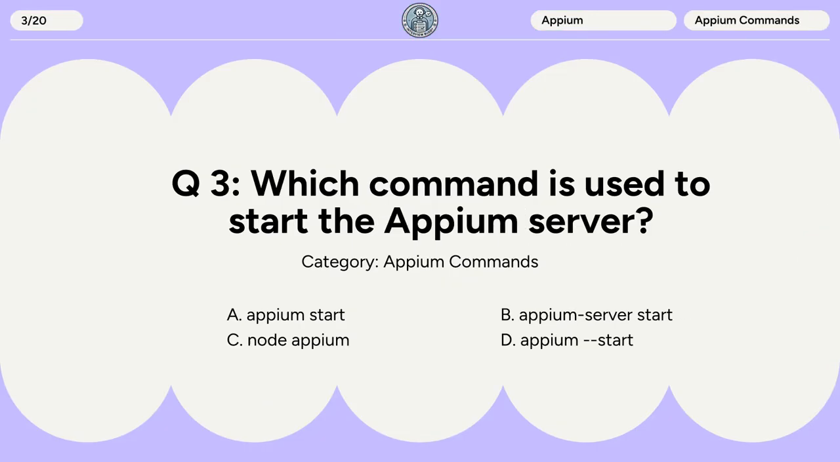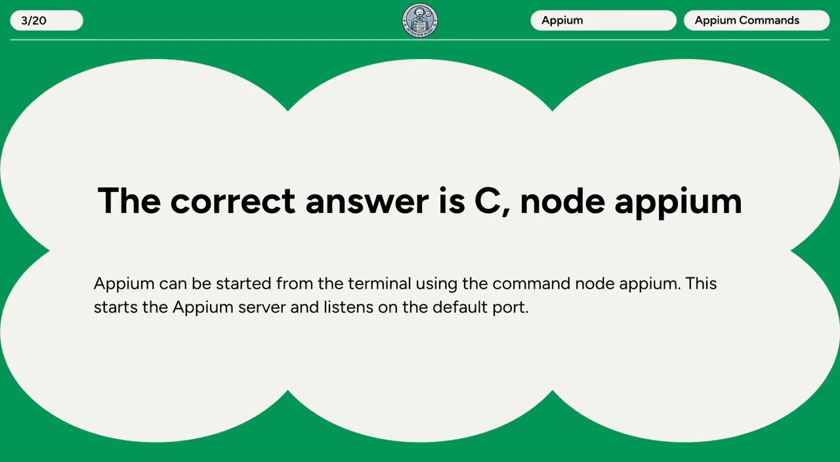Question 3. Which command is used to start the Appium server? A. Appium start. B. Appium-server start. C. Node Appium. D. Appium-start. The correct answer is C. Node Appium. Appium can be started from the terminal using the command node Appium. This starts the Appium server and listens on the default port.